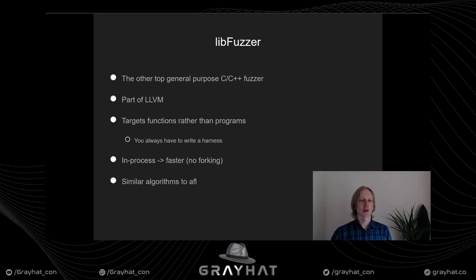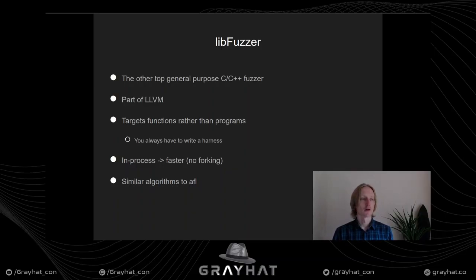I mentioned this right at the start. The other contender for best general purpose fuzzer is libfuzzer. It comes as part of LLVM. It has a different approach to fuzzing. You write your test harnesses in a slightly different way. Rather than your main function being the harness, you write a dedicated LLVMFuzzerTestOneInput function.